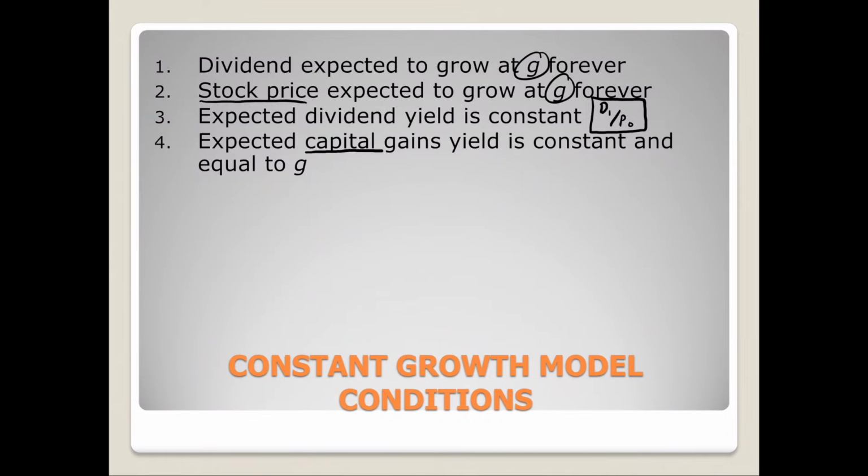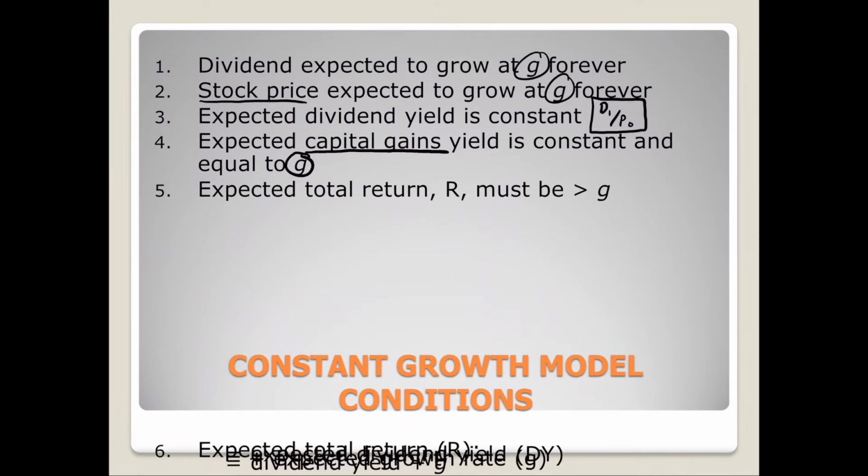Remember, capital gains is your increase, or decrease if it's a capital loss, in the value of your security. So if your security is growing at a constant growth rate G, then that is equal to your capital gains yield, your capital gains return. Your expected total return, or your required return, must be greater than your growth rate G. We discussed that on the previous slide.